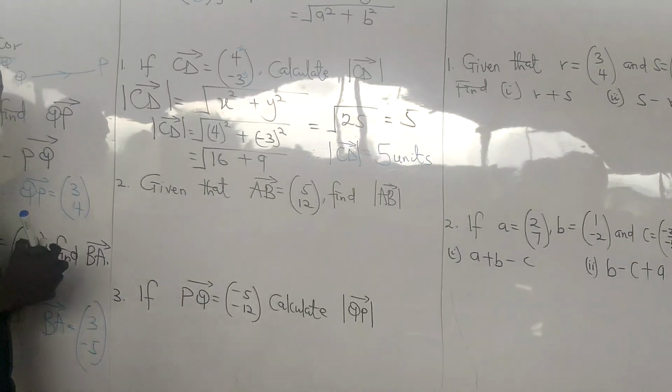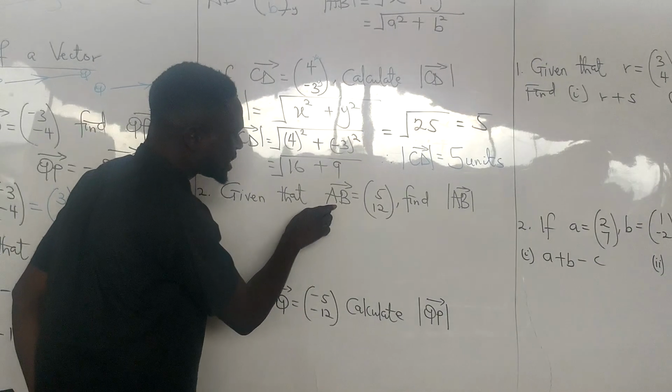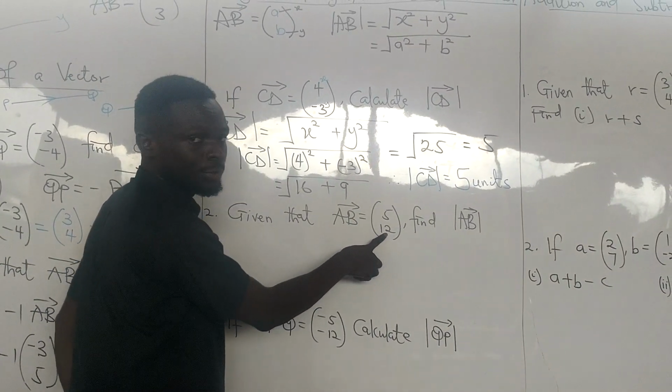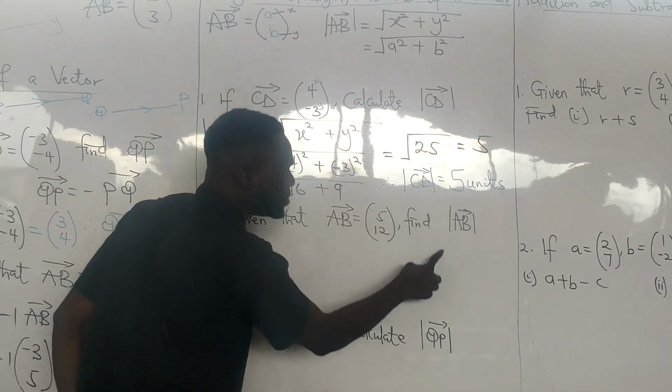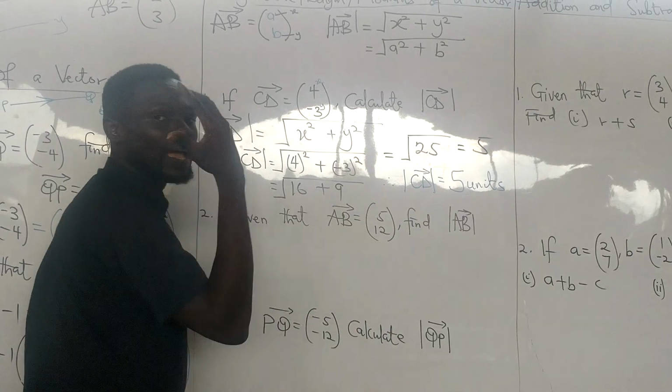Let's take the second question. It says, given that vector AB is equal to 5, 12, find the magnitude, the length, the modulus of vector AB.